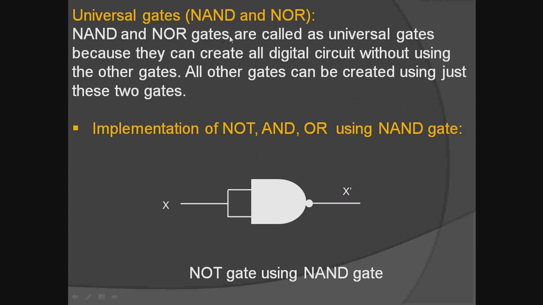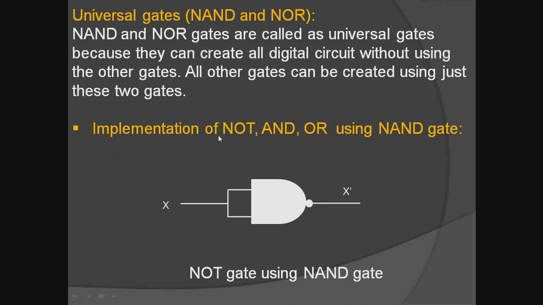NAND and NOR gates are called universal gates because they can create all digital circuits without using the other gates. So without using the AND gate, OR gate, or NOT gate, using only these two gates you can create the digital circuits. All the other gates can be created using just these two gates, so using the NAND gate and NOR gate you can create the other fundamental gates and the derived gates also. Now let's see how it is implemented.